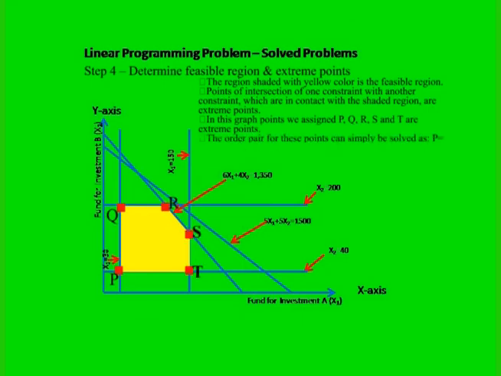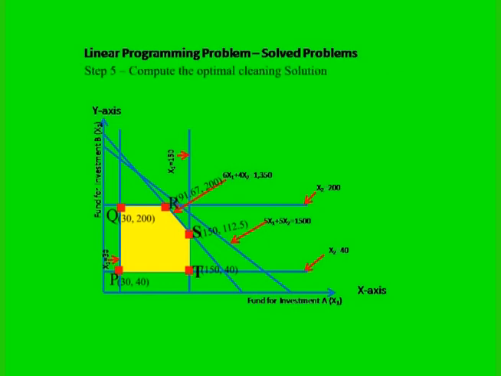The ordered pairs for these points can simply be solved as P is equal to 30, 40, Q is equal to 30, 200, R is equal to 91.67, 200, S is equal to 150, 112.5, and T is equal to 150, 40. To determine these ordered pairs, just take the equations of the lines that intersect to form the respective points and solve them simultaneously. The last step, step 5, compute the cleaning solutions A and B.